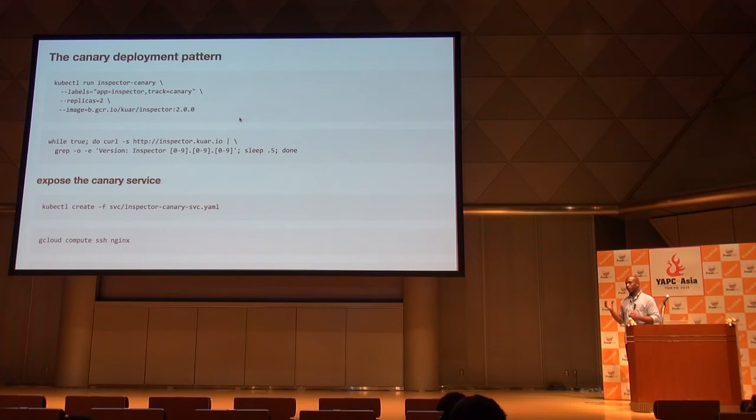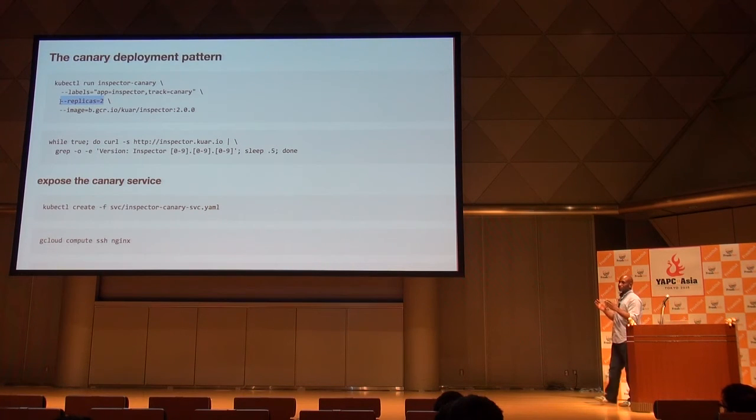In the canary pattern, we take a new, smaller replication controller and deploy it side by side with our existing replication controller. Instead of having 10 replicas, I'll just do a smaller number, like 2. So we'll have 12 total instances of our application running, but 2 of them will have version 2.0. I'm just going to deploy them side by side.